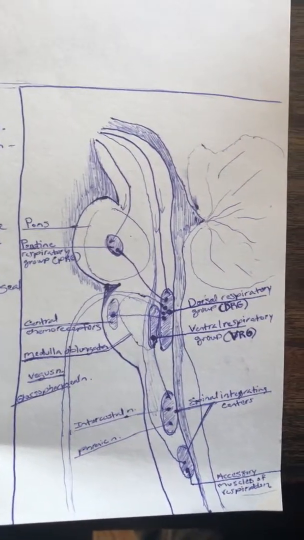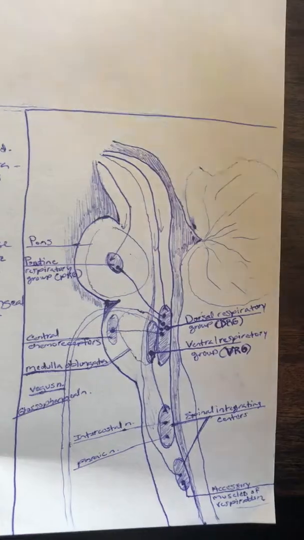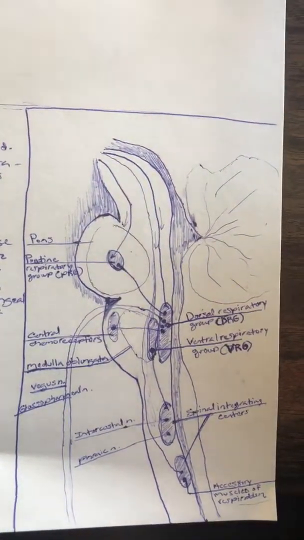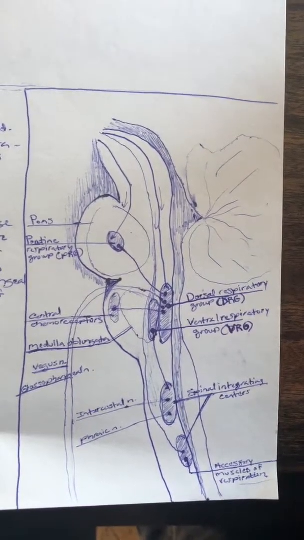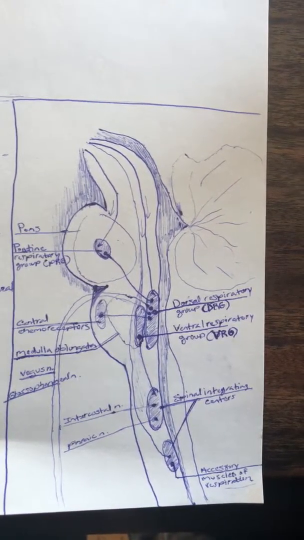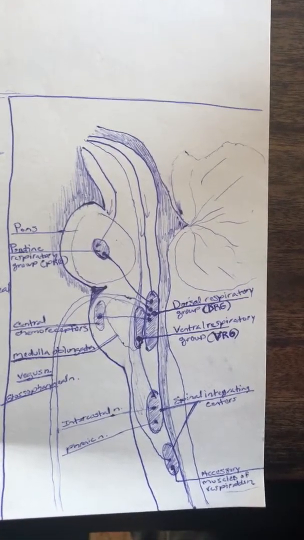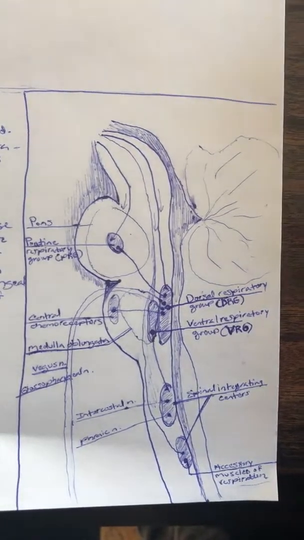So there is one of each on the right and left side of the brainstem. They are bilateral to each other. The 2 sides communicate with each other, so respiratory muscles contract symmetrically.